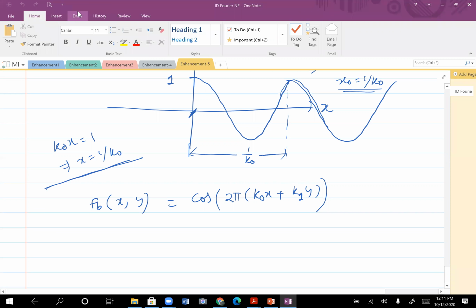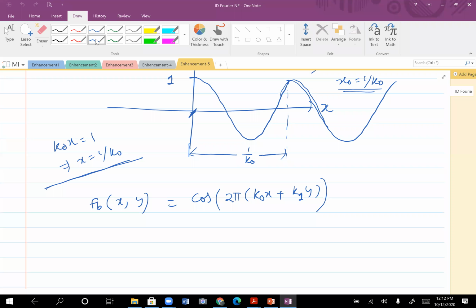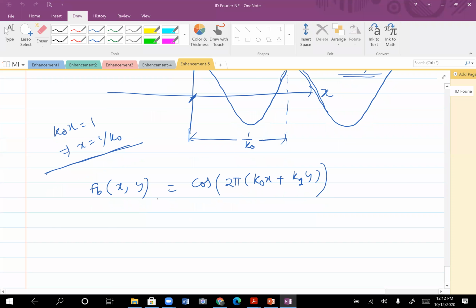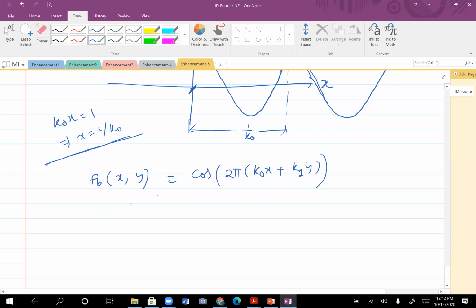Then is draw working now? Good. Okay. So two questions are there. One is the orientation of it, and then the periodicity of it. These are the two questions that we would like to answer.